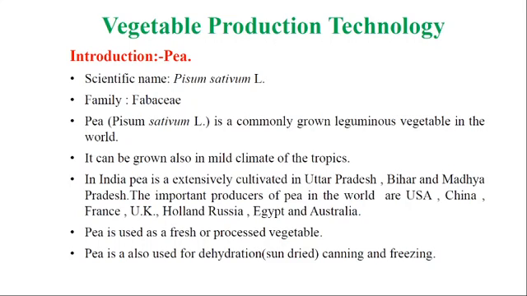In India, pea is extensively cultivated in Uttar Pradesh, Bihar, and Madhya Pradesh, and the important producers of pea in the world are USA, China, France, UK, Holland, Russia, Egypt, and Australia. Along with India, a number of countries are leading in the cultivation of pea. Pea is used as a fresh or processed vegetable. Pea is also used for dehydration, sun-drying, canning, and freezing.